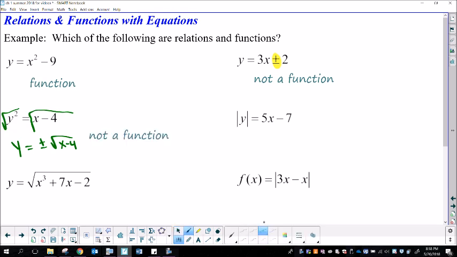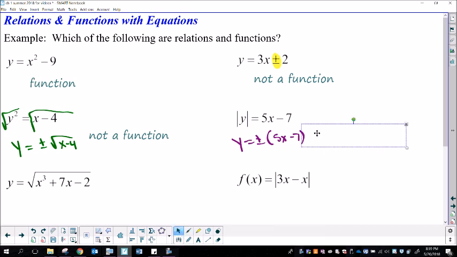Similarly, over on the next one, we have an absolute value. In order to get rid of absolute value, we're going to do y equals plus or minus the quantity of 5x minus 7. So by putting that plus and minus sign in there, we have created a situation that is not unique and therefore not a function.